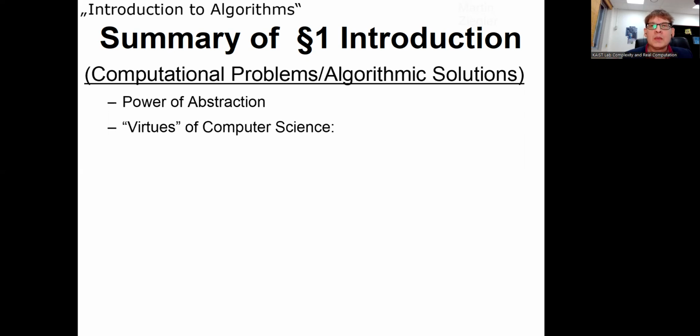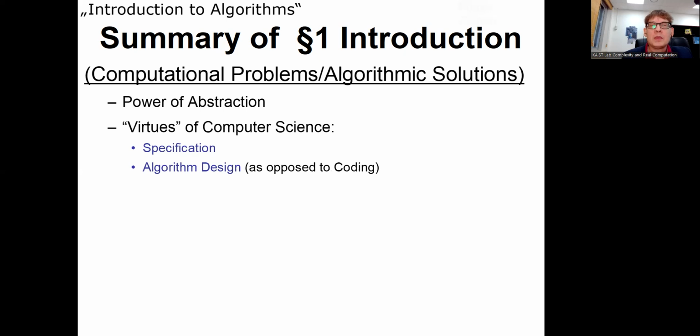We talk about the so-called virtues of computer science, the essence, what makes the difference between computer science and electrical engineering, because at the end, both scientific areas deal with computing technology, right? These virtues are specification first: unambiguously agree on what computational problem is to be solved.